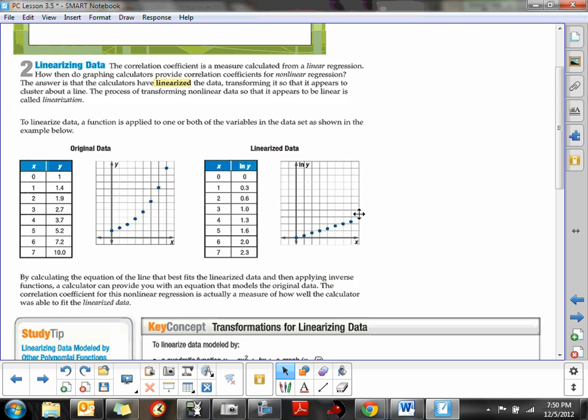The other thing that was really beneficial in our other curriculum, if we had the pre-calc book from last year, is that it made a really good case for why linearizing data was important for data analysis. One of the things that's really difficult when you look at this original data set is that the original data set is increasing at an increasing rate.